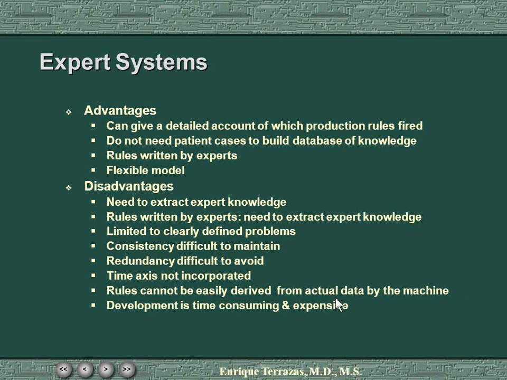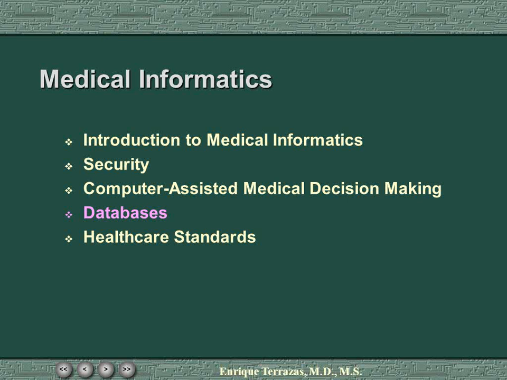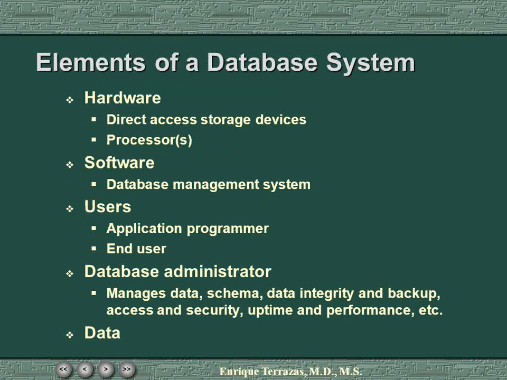Limited to clearly defined problems. Consistency is difficult to maintain. Redundancy is difficult to avoid. Rules can't be easily derived from actual data by a machine. Development time is consuming and expensive. And if the knowledge in the field advances, your expert system can be obsolete. So those are the two different types.